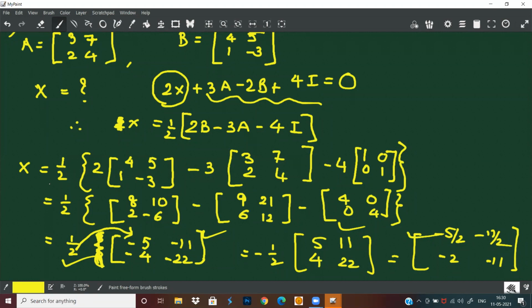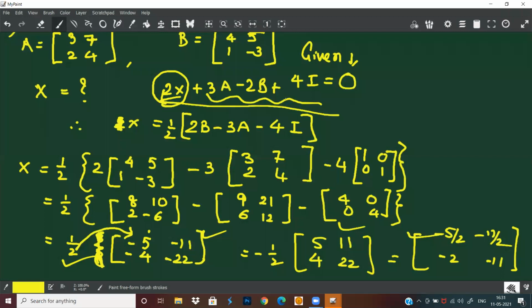Which equation, beta? This equation. How did I get this equation? This is given. And you have to get the one below it. See, it is 2x is equal to 2b. I took it on the other side, became 2b. Plus 3a became minus 3a. Plus 4i became minus 4i. And then this 2i, divided both sides by 2, so half into.